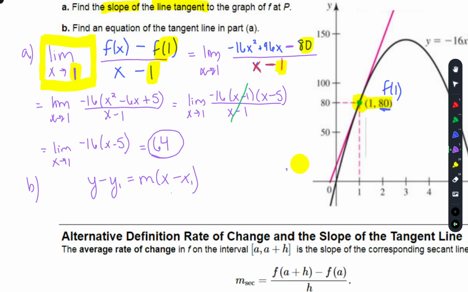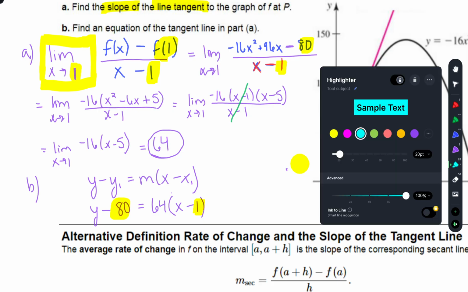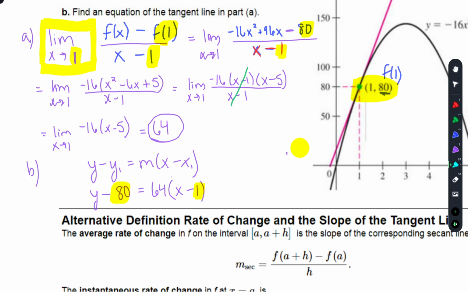So what's my x1, y1? Remember, it's all about this guy, the 1 and the 80. So you already have the point. So you're just going to throw y minus 80, and then your slope was 64, and then x minus 1. This is the point you were dealing with the whole time, so that shouldn't be an issue.